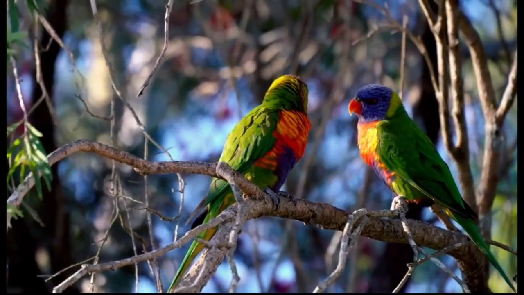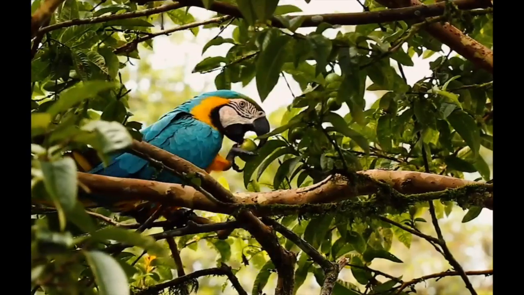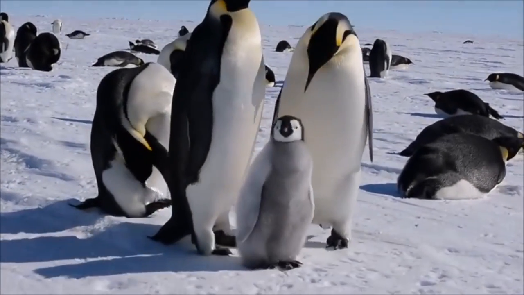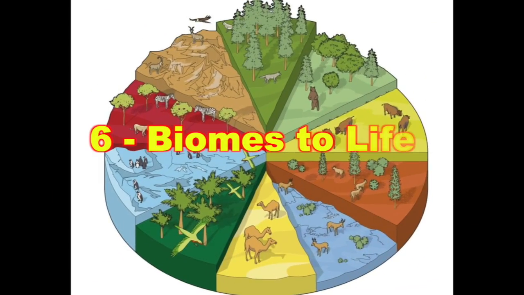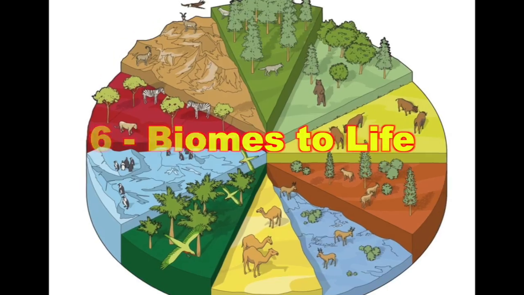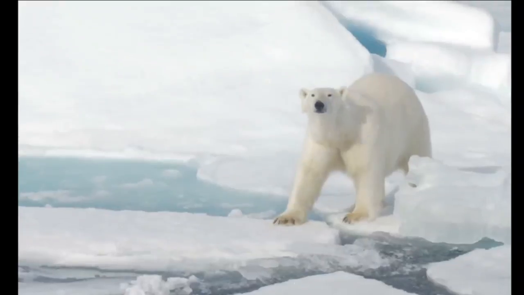Colorful communities of life live in hot, wet rainforests too. Even the cold, frozen Arctic climate has life. Warm oceans are full of life too. 6. Biomes to life. Animals adapt to the different biomes where they live.